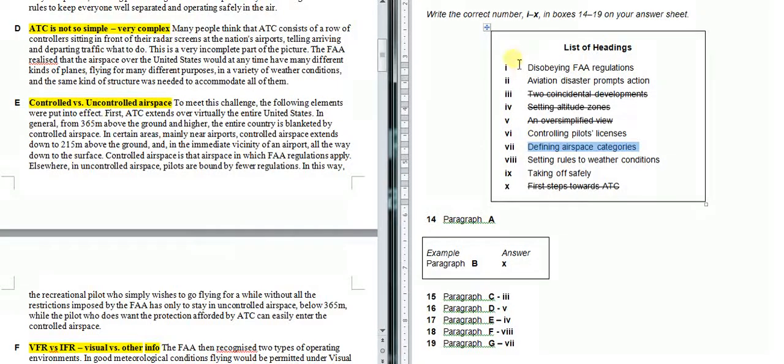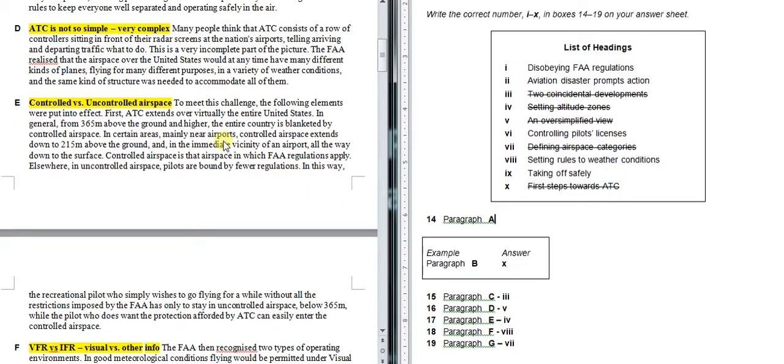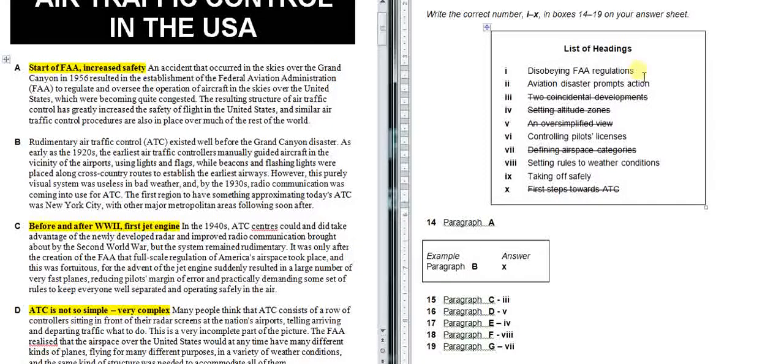All right, so we're almost finished here. We just need to check out paragraph A again. And now we have much fewer options, okay? So we only have 1, 2, 6, 8, and 9. All right? So read through this again, see if there's anything we kind of missed. Disobeying FAA regulations? Disobeying? Nope, I don't see that. Aviation disaster. Do we see anything about aviation disaster?